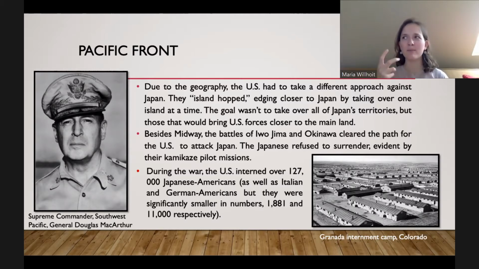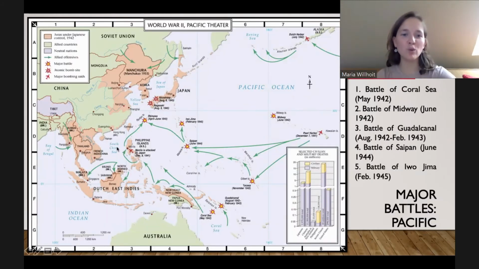And he had a very famous pipe that he used to smoke from. But Douglas MacArthur, he leads our troops in the Pacific. And his strategy is to island hop. And it means that we're not going to take over all of Japanese territory. Quite frankly, it's too widespread. The Japanese empire is really widespread. It's all over the place, so we decide to then go strategically to different islands.